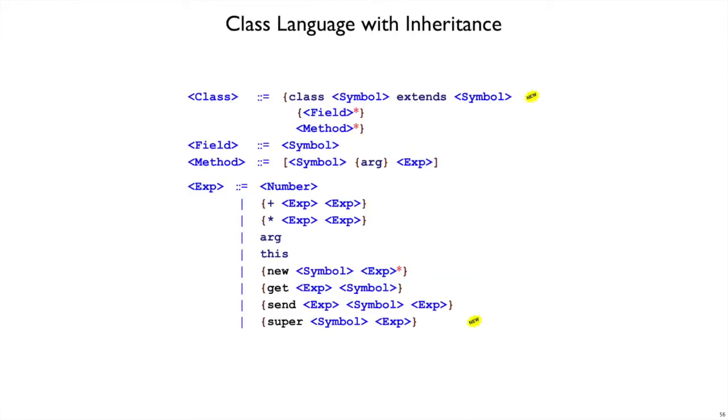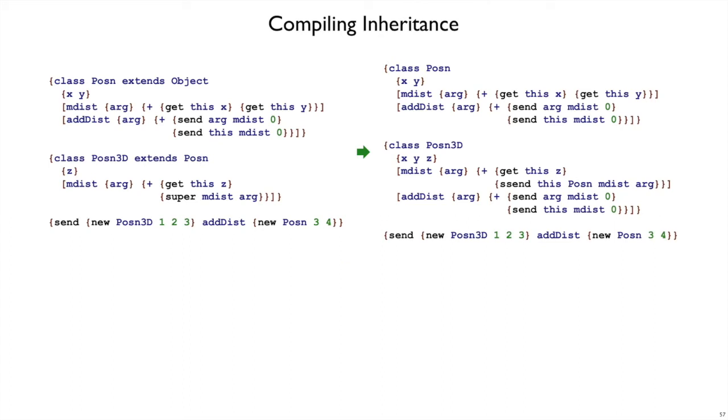So here is the new grammar for Curly. In class, we have symbol, but also extends symbol, another symbol for another class's name here. And instead of static sends, we have super down here. We're not going to make an interp directly on this new dialect of Curly. Instead, what we'll do is compile Curly with inheritance down to Curly without inheritance and use our existing interpreter for classes without inheritance. So for a class that extends Object, the compilation doesn't have to do anything except drop the Object. For a class that extends some other class, then the compiler has to do a number of things.